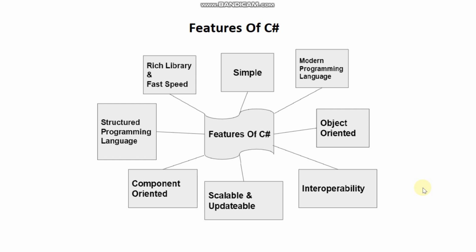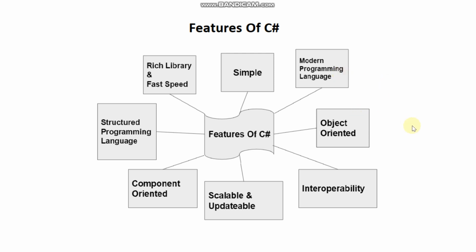First, simple. C Sharp is a simple language in the sense that it provides a structured approach, that is, to break the problem into parts. It has a rich set of libraries, functions, data types, and so on. Next, modern programming language. C Sharp programming is based upon the current trend, and it is very powerful and simple for building scalable, interoperable, and robust applications.